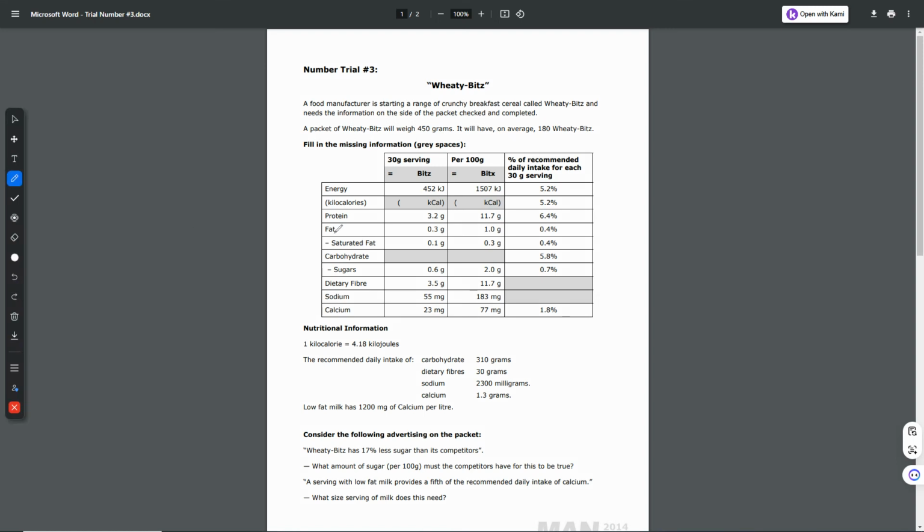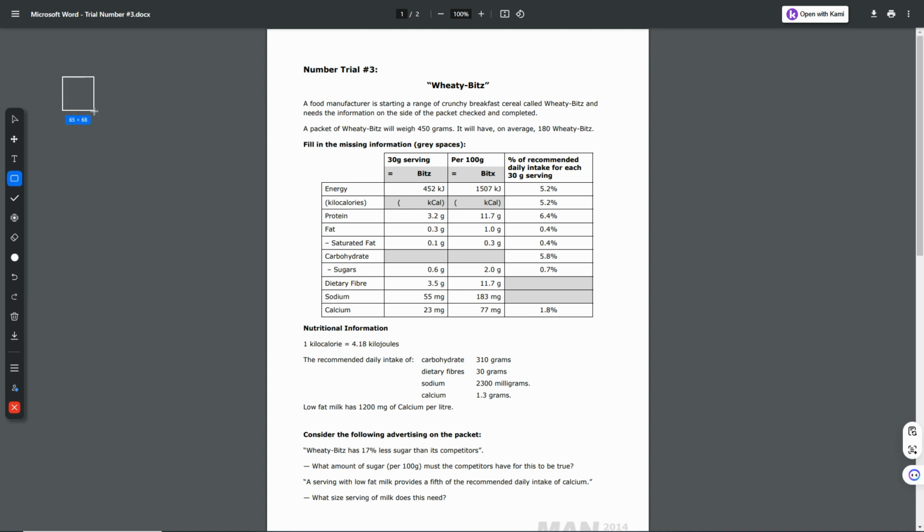All right. So let's start with... a food manufacturer is starting a range of crunchy breakfast cereals. Okay, let's use some pictures, right? Let's get some pictures going, and maybe it'll make sense when we draw pictures. So we've got some crunchy breakfast cereal.